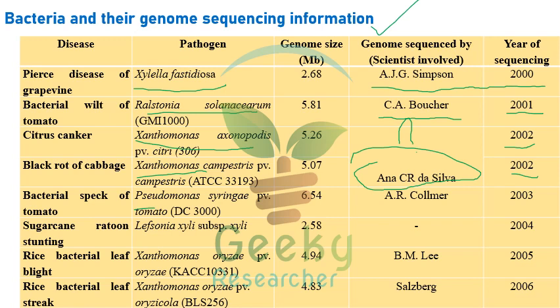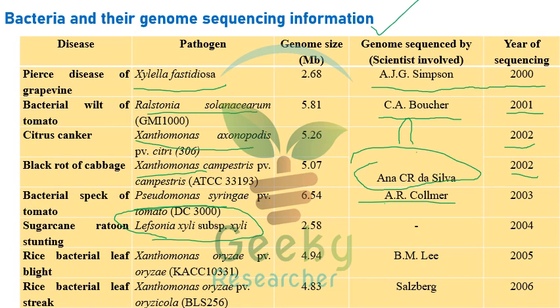And sugarcane ratoon stunting, Leifsonia xyli subspecies xyli. It is a very important question here. Let me tell you about this. In one NET question, I think in 2019, they asked: sugarcane ratoon stunting is caused by, giving the previous pathogen, that is Clavibacter xyli subspecies xyli. Now the name has changed to Leifsonia xyli subspecies xyli. It is very, very important. They will ask questions like this: sugarcane ratoon stunting is caused by Leifsonia xyli subspecies xyli. I think I have seen this question 2 times. It is one of the important ones.